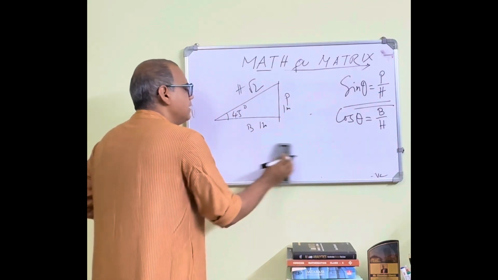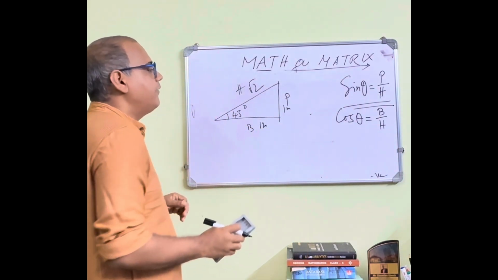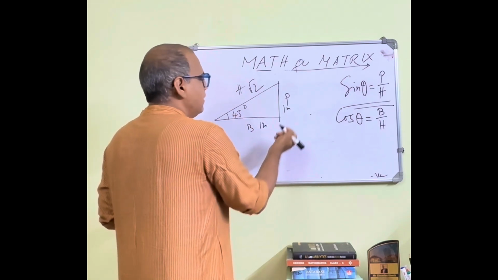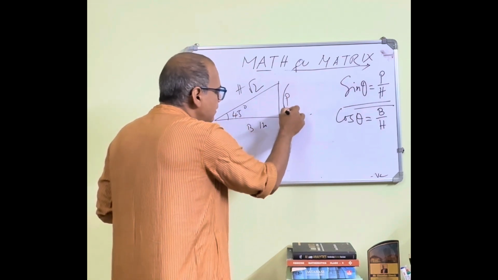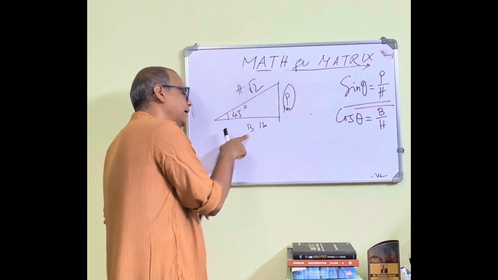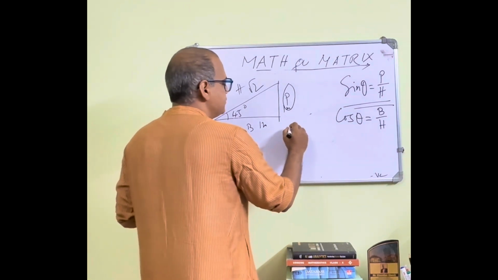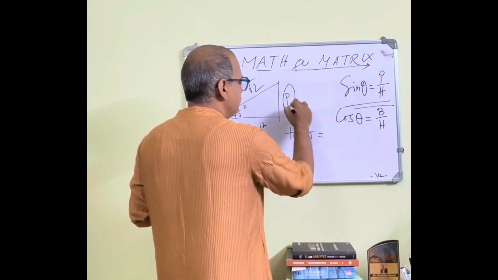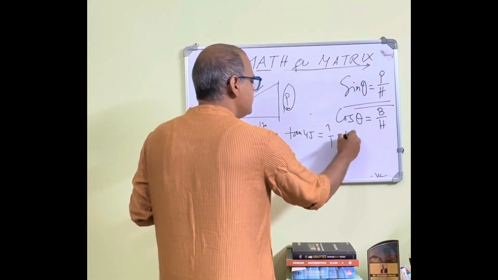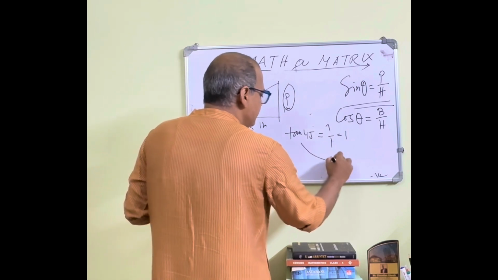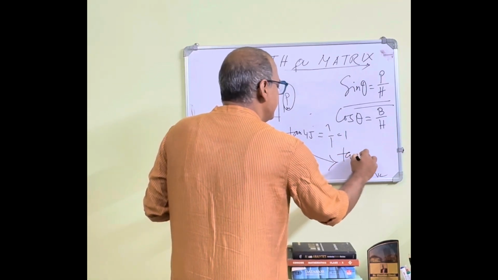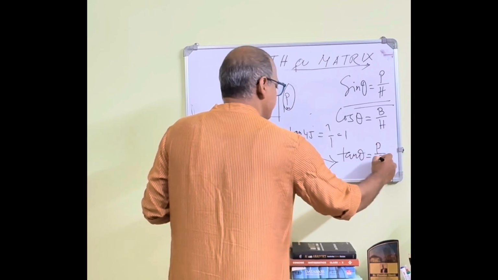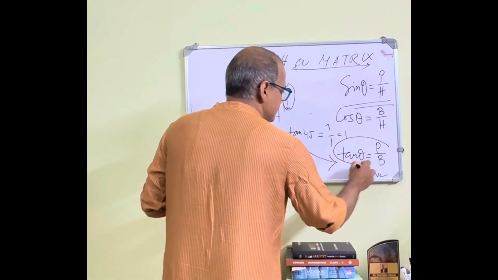Now, similarly, we'll find what is tan theta. Tan is basically simply if you divide your perpendicular side by your base, that becomes your tan theta. So tan 45 here becomes 1 by 1, which is 1. From here we can take a note of tan theta equals perpendicular side by base.